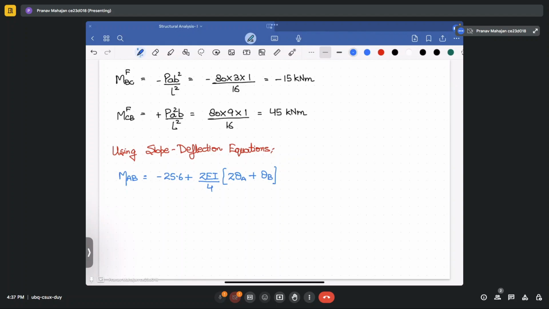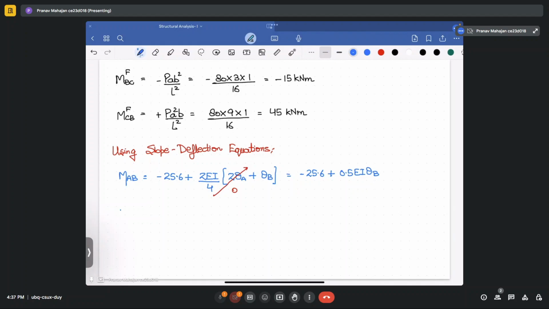In this case, since the support A is fixed, your theta A will be 0. So this term will be gone. The only term remaining with you is theta B. So that will be minus 25.6. Put the value of EI. EI given here is constant. So that will be 0.5 EI theta B. So this is your equation for MAB.